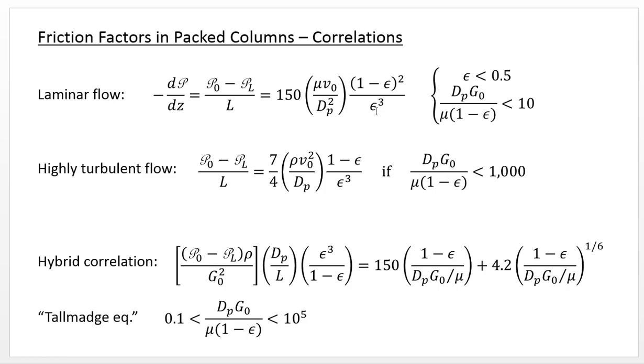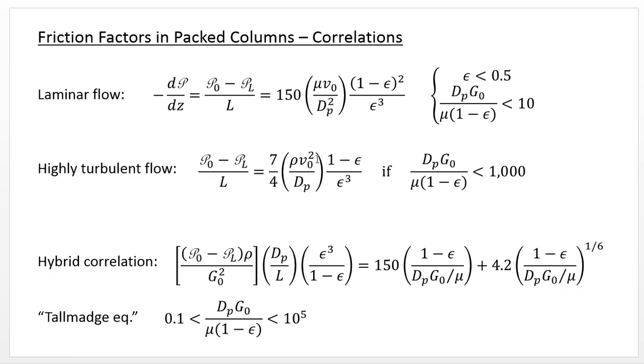Now, it's important to keep in mind the limits of validity. This requires the void fraction to be less than 0.5, and requires this dimensionless parameter, d p G naught over mu times (1 minus epsilon), to be less than 10. So you always want to check, either before if you can, or after doing a calculation with a correlation, that these constraints are met so that the correlation actually applies to the regime you're looking at.